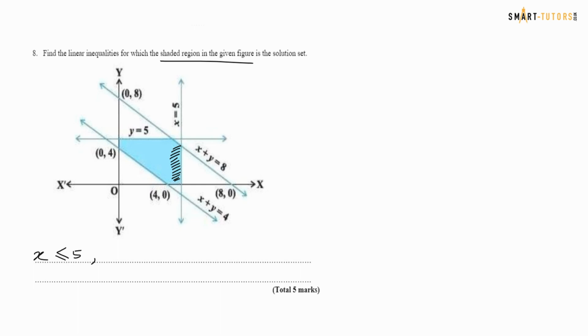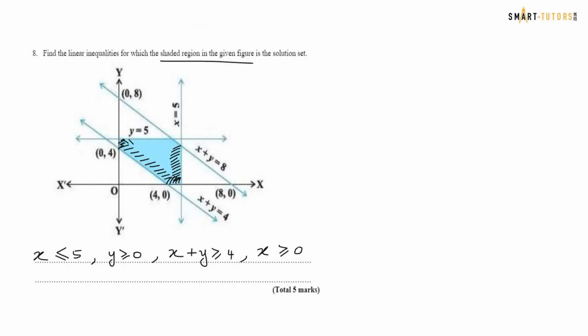Then this x-axis is above. X-axis above means y equals 0. So y has to be greater than or equal to 0. And this line is above: x plus y equals 4 has to be greater than or equal to. And this side, the y-axis right hand side. Y-axis right hand side is x equals 0. X has to be greater than or equal to.